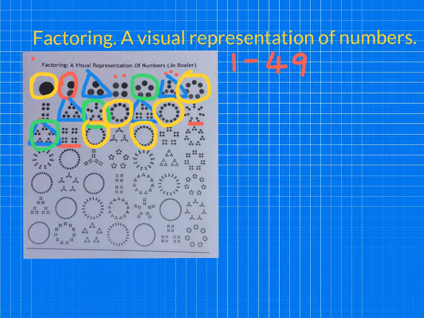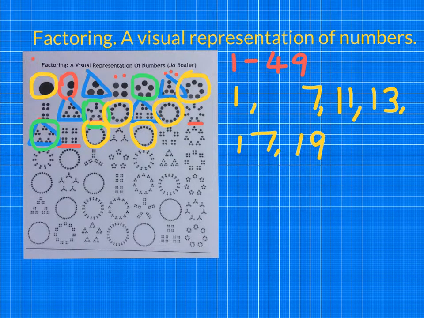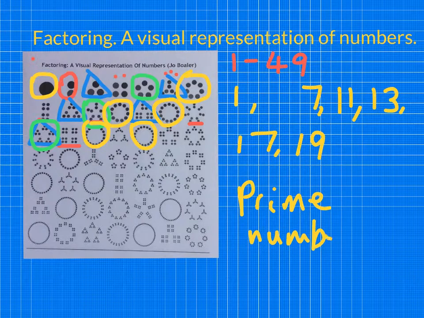Let's have a look at these numbers. So we've got 1, 2, 3, 4, 5, 6, 7, 8, 9, 10, 11, 12, 13, 14, 15, 16, 17, 18, 19. So what you should hopefully see is that where we've got a circle, it means that the pattern cannot be made another way, and that means that these are prime numbers. So the circles that we have seen are prime numbers.